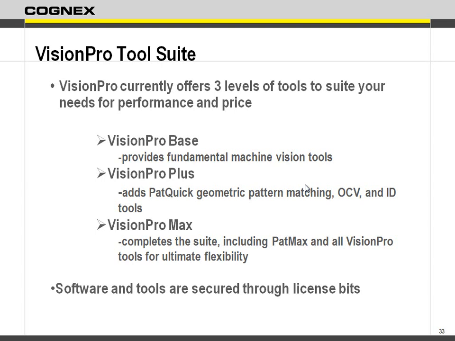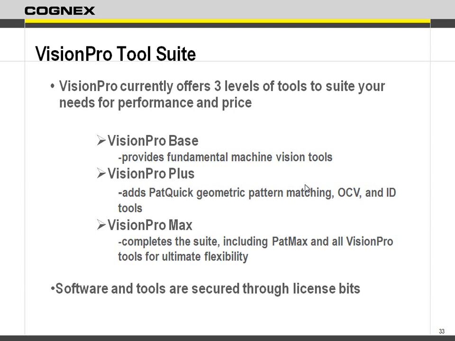You get stuff like a correlational nonlinear search algorithm. You get histogram. You get blob. You get caliper tools. You just get base tools. Okay? You do not get PatMax. Really, it's PatMax that's differentiating this stuff right here.